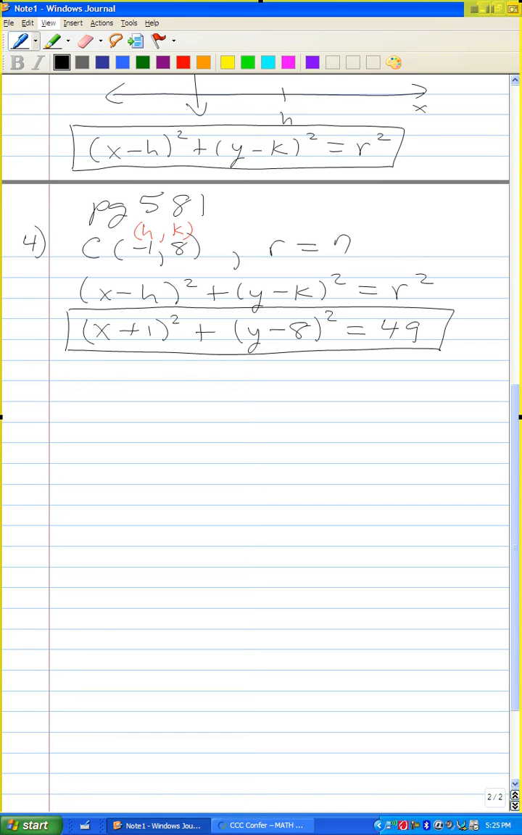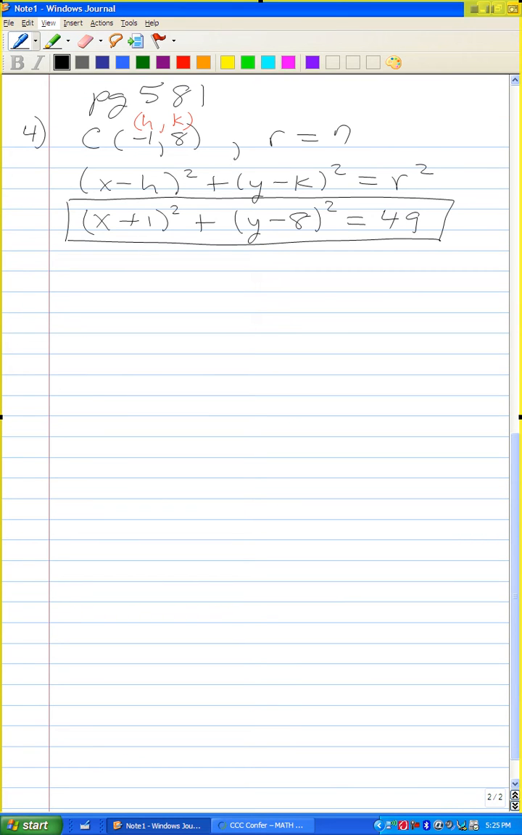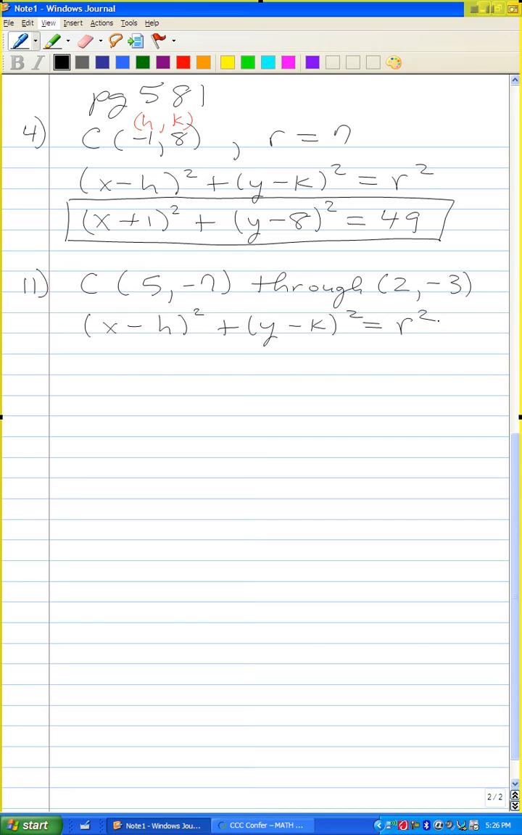Let me do problem number 11. The center is at (5, negative 7), and it passes through (2, negative 3). Okay, so I have that the equation of a circle centered at (h, k) of radius r is the following. And so, by the fact that this is (h, k), I have x minus 5 squared plus y minus negative 7, so y plus 7 squared equals r squared.